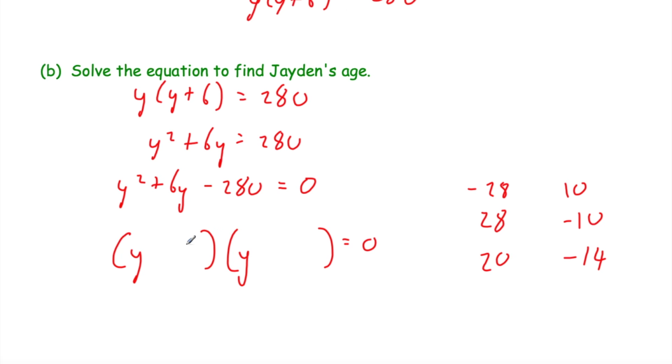So that's fantastic. In one bracket, we're going to have y plus 20, and in the other bracket, we're going to have minus 14. And that's it. Now, if you need a recap on factorizing quadratics like this, go to Corbettmaths and watch video 117. There's a dedicated video tutorial there on factorizing quadratics like this.